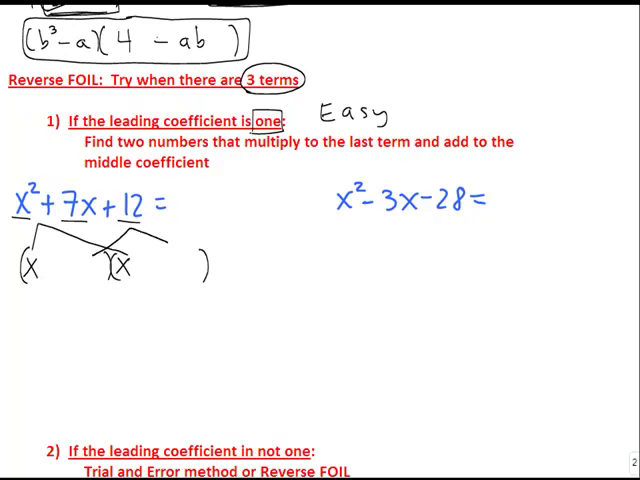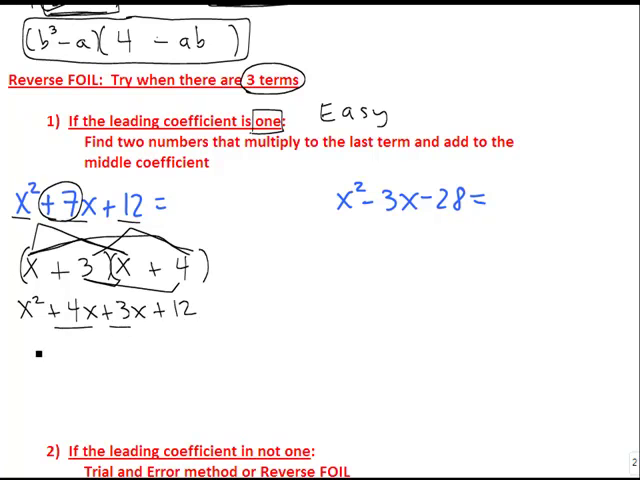What two numbers have to multiply to give me 12 on the end, and at the same time they have to add to positive 7? So we have to think of two factors of 12 that add to 7, and the obvious choice there would be plus 3 and plus 4. And if you check this, if you FOIL it back out, first times first would be x squared, outer times outer would be 4 times x or 4x, inner times inner would be 3x, and last times last would be 12.